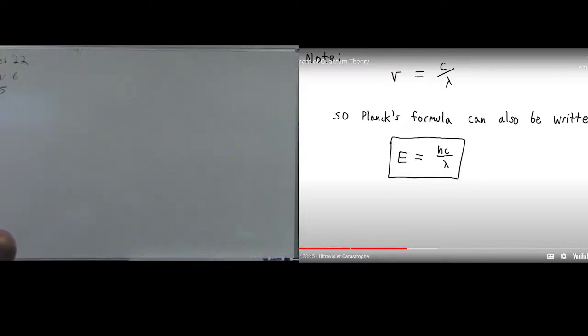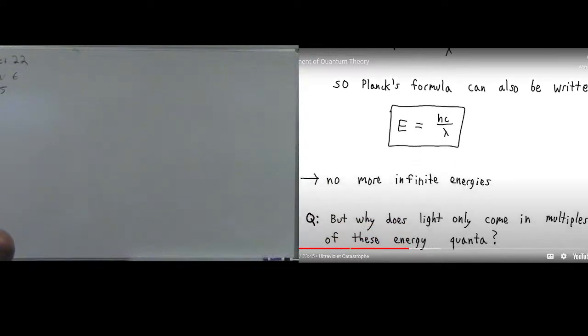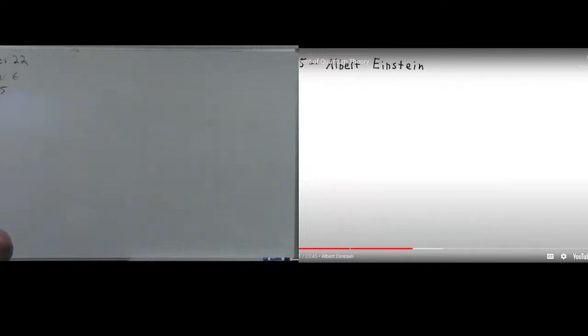Now again, we have this resolution to our infinite energies problem, but we have the question, why is it that light comes in multiples of these energy quanta? Now, Max Planck, he's come up with this equation, and he doesn't really have a reason for it, he just knows that it works. The hero who pulls this all together is none other than Albert Einstein.